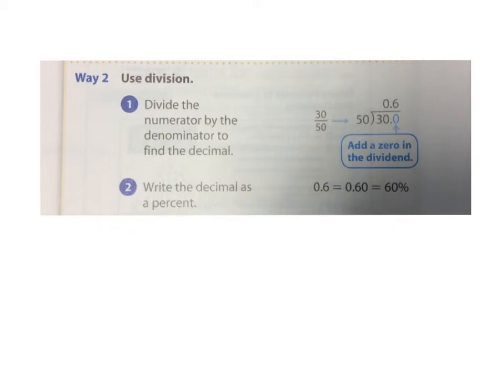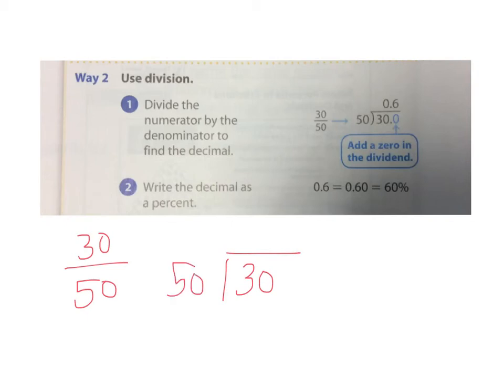Now, there's a second way to always find the percentage, other than finding equivalent fractions. You can always divide the numerator by the denominator to find the decimal. Okay, so remember I got 30 out of 50. What's my numerator? 30. The numerator is the number that lives on top, and the denominator lives down at the bottom. So I have to divide 30 divided by 50.